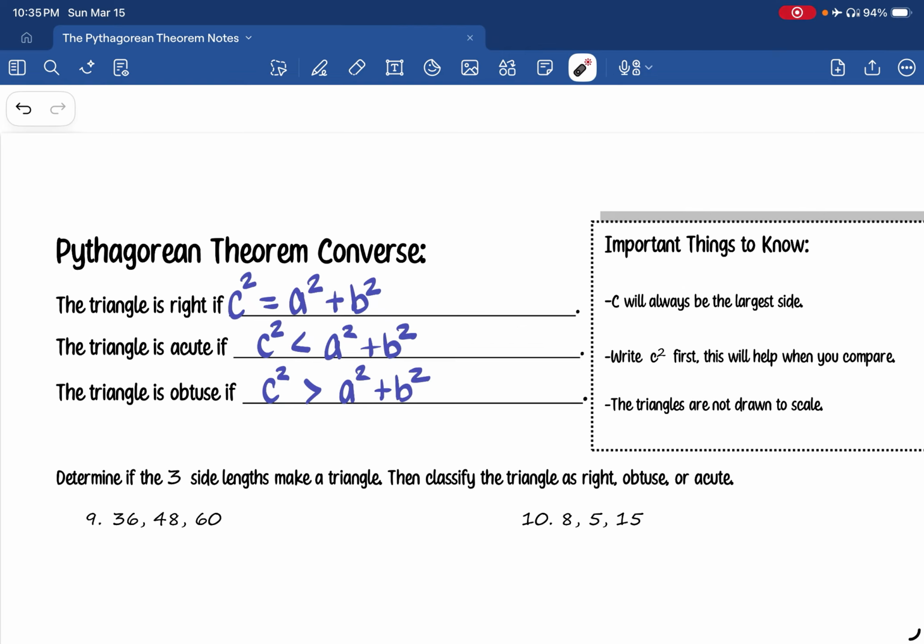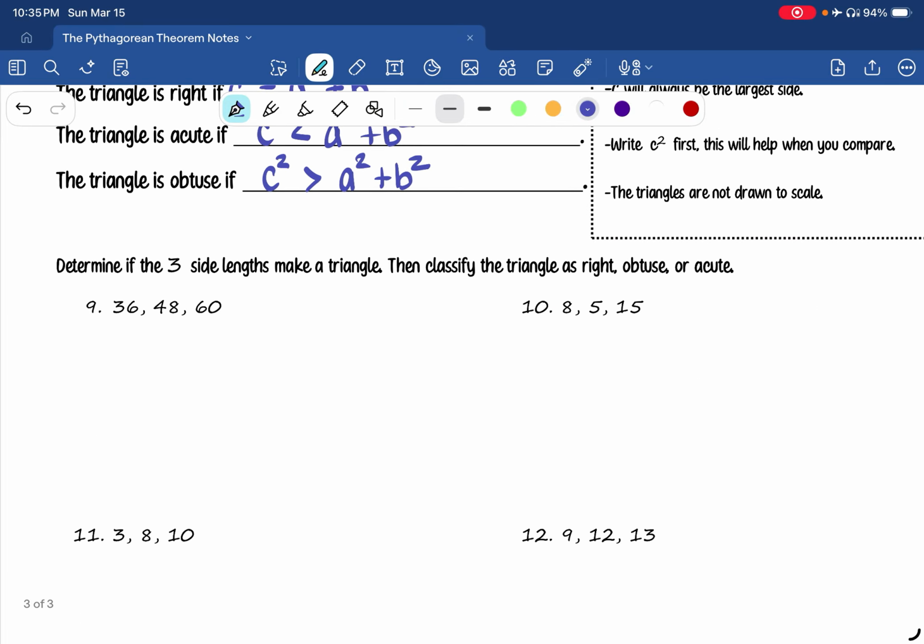You can't look at the triangle and say, oh, that's a right triangle because it looks like it is. You can only say that if you see a box, or if this is true. That's the only way we can show that it would be a right triangle. Okay, so let's look at what we have here. First of all, we need to determine if the three side lengths actually make a triangle. And once we determine that, then we can classify the triangle as either right, obtuse, or acute.